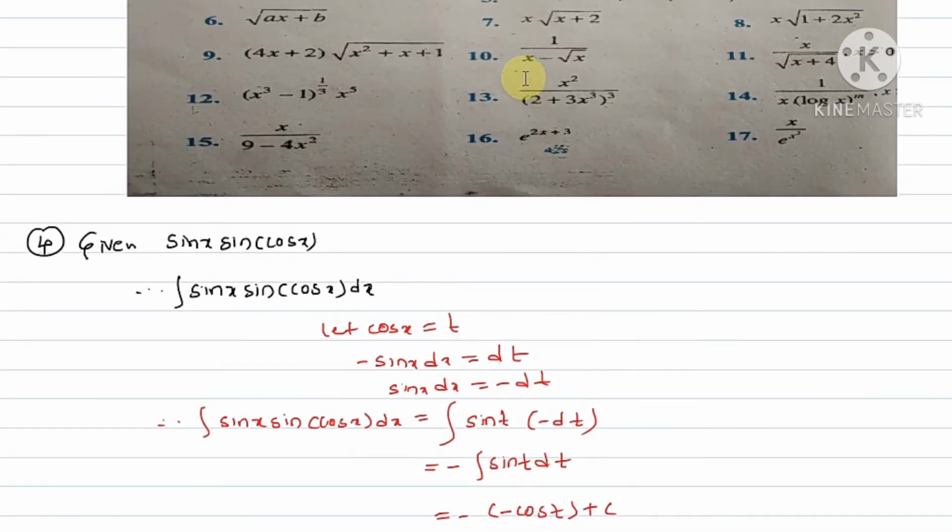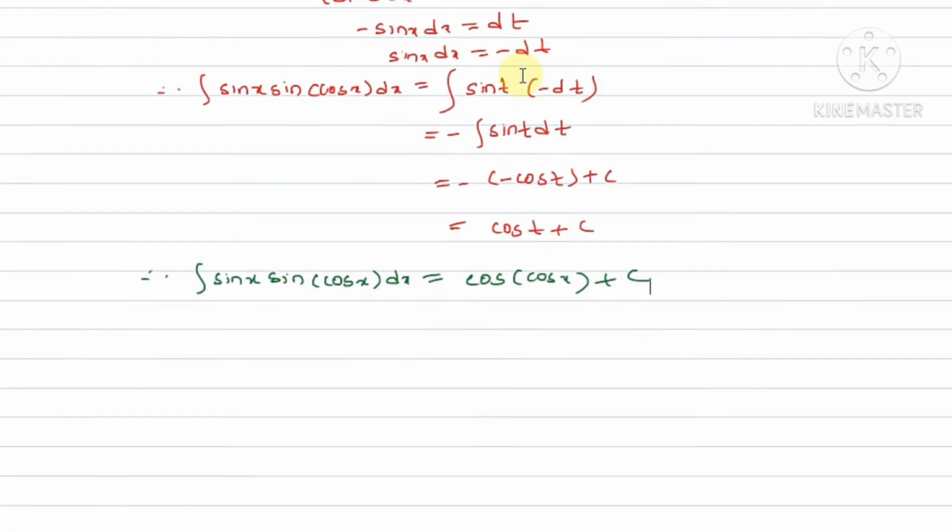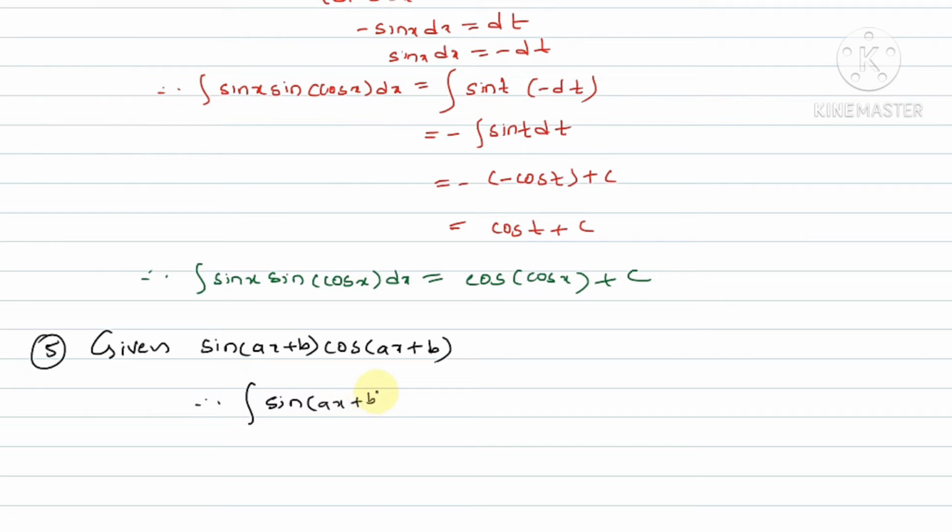Fifth solution, integration of sin of (ax plus b) into cos of (ax plus b). Given the question, we have to find the integral of sin of (ax plus b) into cos of (ax plus b) dx.